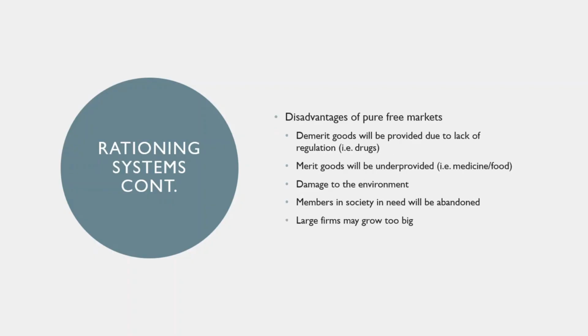There are disadvantages for a free market system. It does lead to an increase of demerit goods due to lack of regulations. Merit goods will be underprovided. We'll definitely talk about that in Unit 2. It can lead to problems with environmental sustainability. Some members in society will be abandoned, and large firms may grow too big.